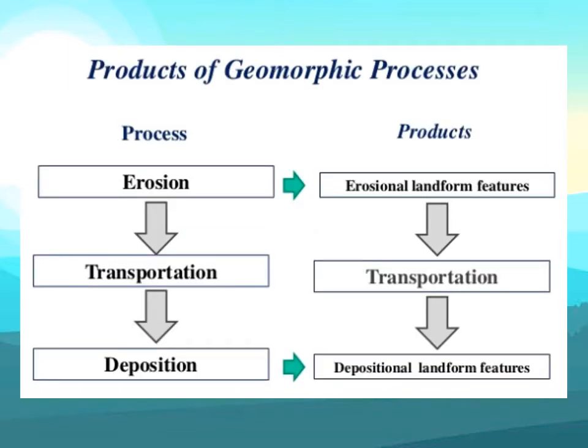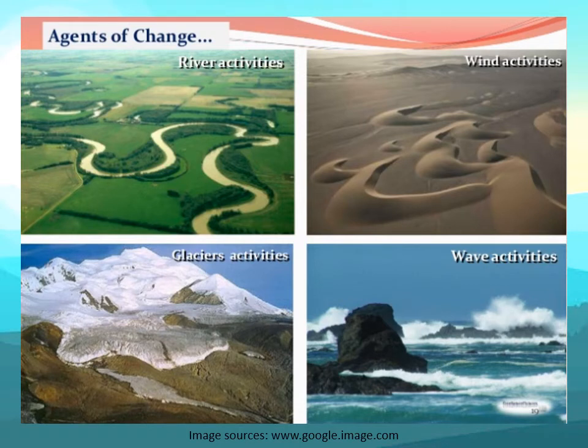The products of geomorphic processes: if we consider the process as erosion, then due to erosion, the products are the erosional landform features. Transportation happens then, and whenever deposition occurs, the products are the depositional landforms. Now here are some pictures of those natural agents, and those natural agents form different landforms in different areas. In the first case, water in the form of a river will form a meandering river condition, and it will form a sinusoidal channel with floodplains, natural levees.